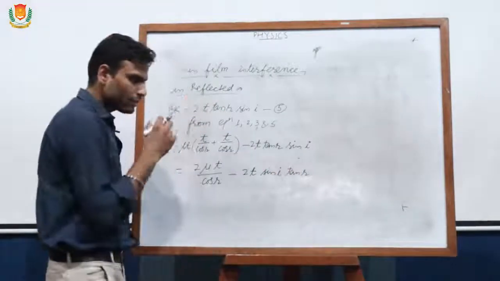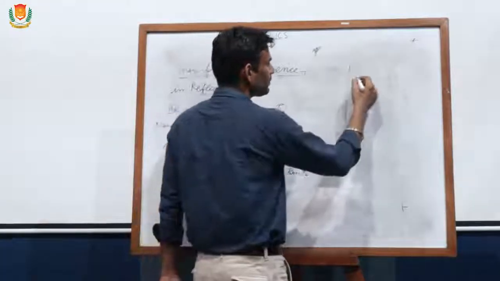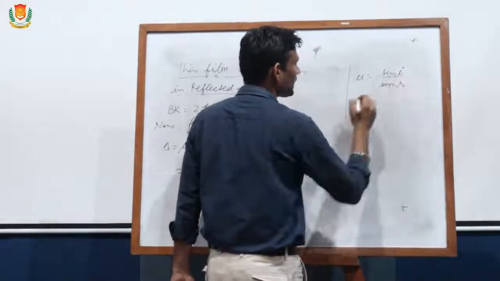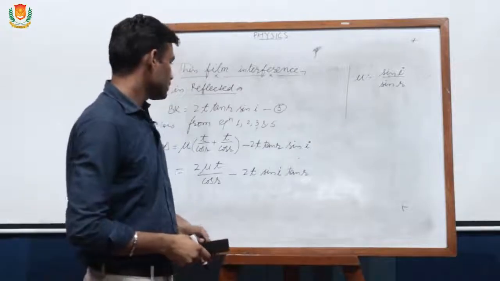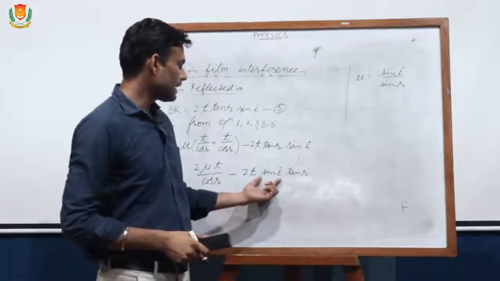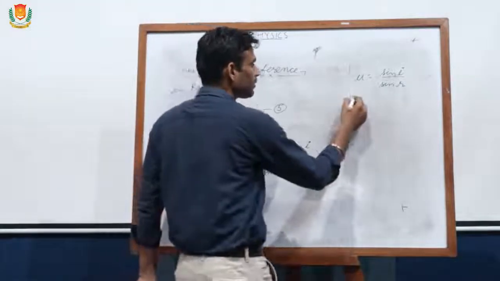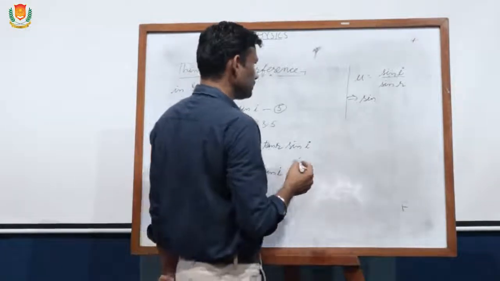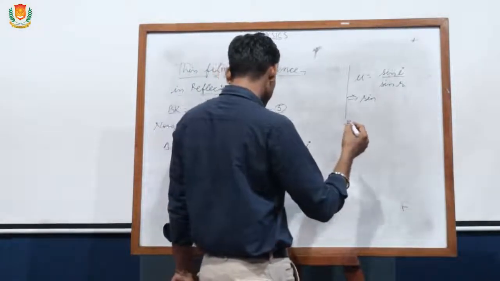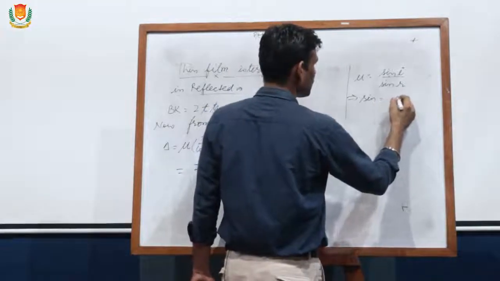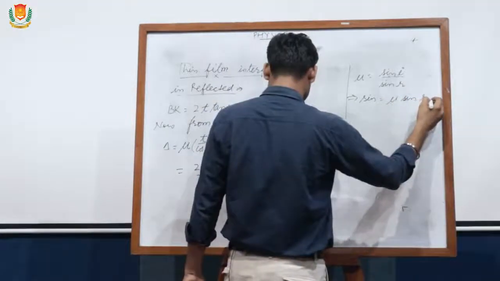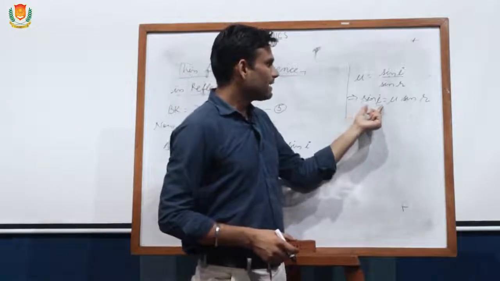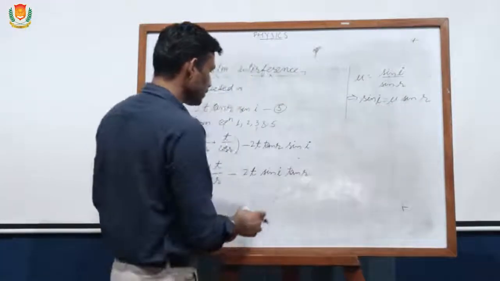We have this expression. On solving, we will get delta is 2 mu T upon cos r minus 2T sin i tan r. From Snell's law, we know that mu equal to sin i upon sin r. So when we put the value of sin i, from here sin i equal to mu sin r. We will put the value of sin i here.